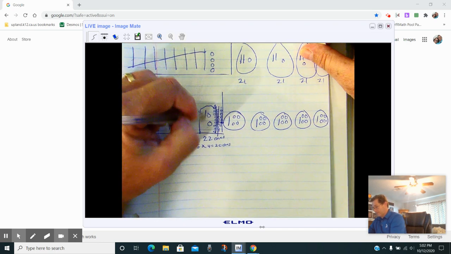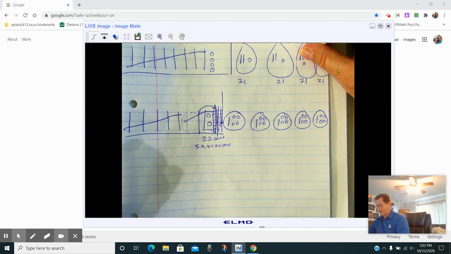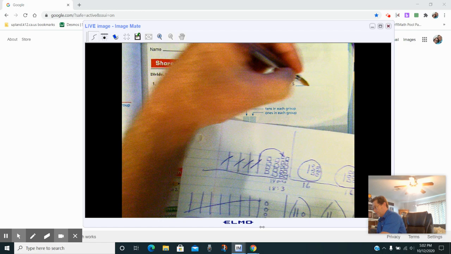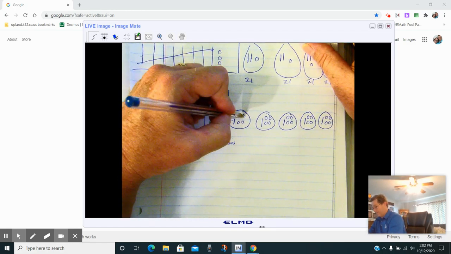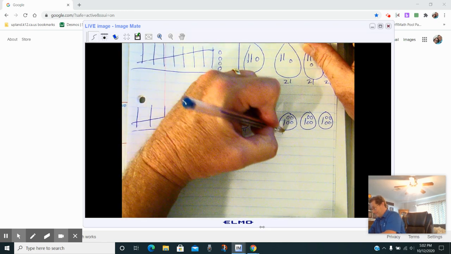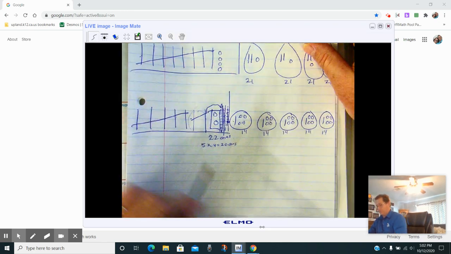So this is going to be, how much do we have in each group? 10, 11, 12, 13, 14 in each group with 2 1s left over. 14, remainder 2.